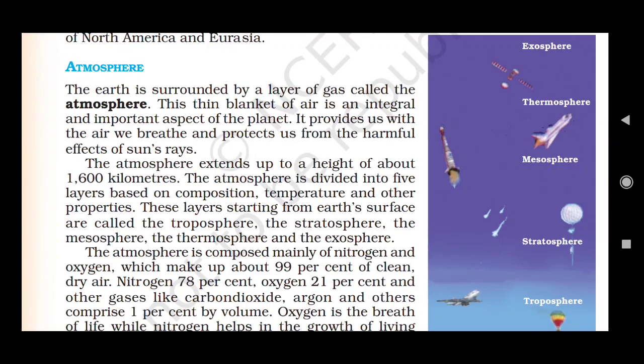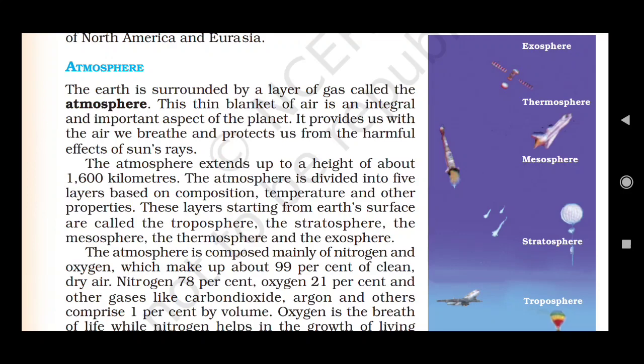So, atmosphere. The Earth is surrounded by a layer of gases called the atmosphere. This thin blanket of air is an integral and important aspect of the planet. It provides us with the air we breathe and protects us from the harmful effects of the sun's rays. The atmosphere extends up to a height of about 1,600 kilometers. It is divided into 5 layers based on composition, temperature, and other properties. These layers, starting from Earth's surface, are called the troposphere, the stratosphere, the mesosphere, the thermosphere, and the exosphere. 5 layers.